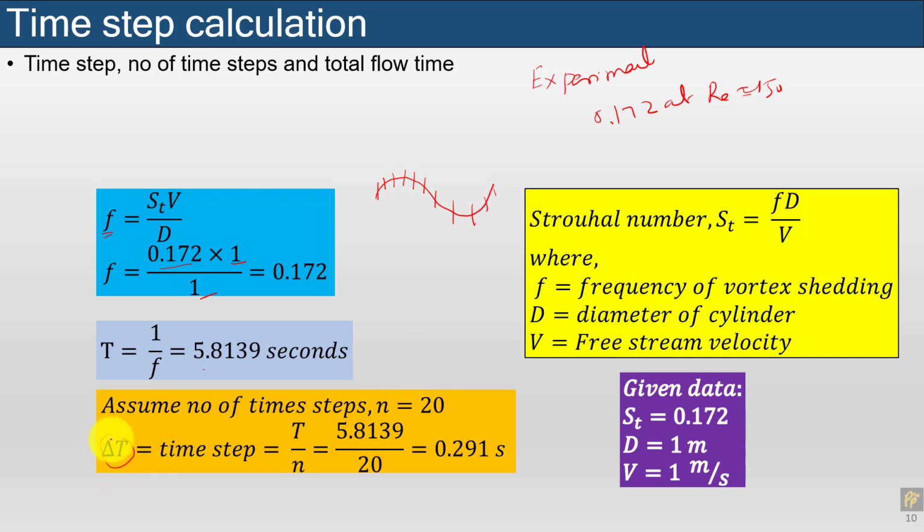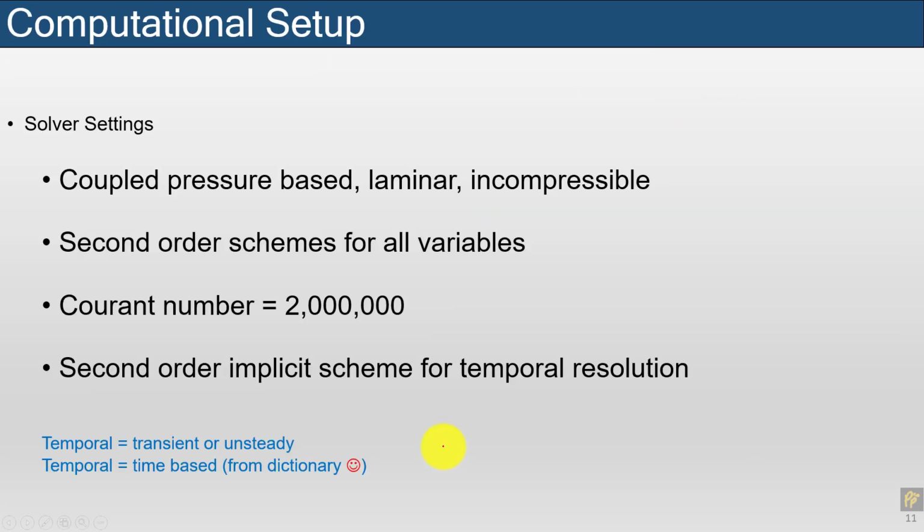If I assume that I'm going to resolve this particular vortex frequency with 20 time steps, the time step would be equal to T upon N. This is 5.8139 divided by 20, which is 0.291. This is the time step if you are resolving this into 20 time steps. In the case of 40 time steps, delta T would be 5.8139 divided by 40. This is half of this value. Okay, so we are going to use these settings.